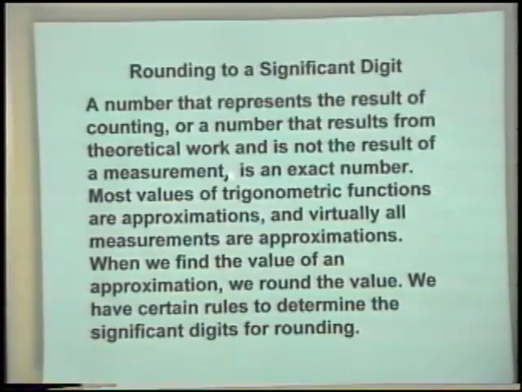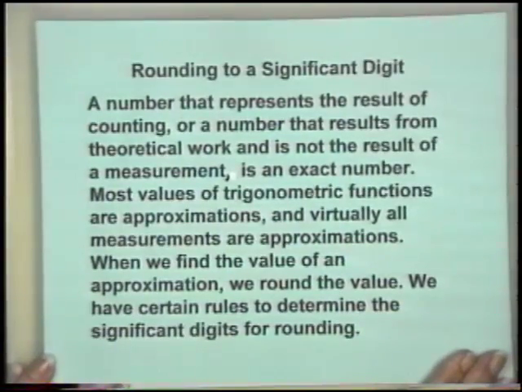When we round, we say we're rounding to a significant digit. And of course, we've already talked about rounding to significant digits in some of our other lessons. We know that a number that represents the result of counting, or a number that results from theoretical work and is not the result of a measurement, is an exact number.